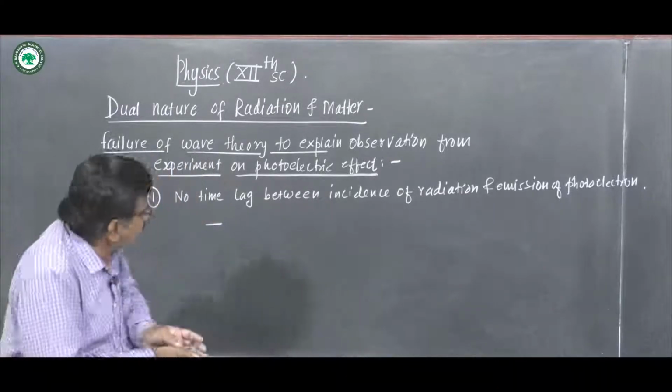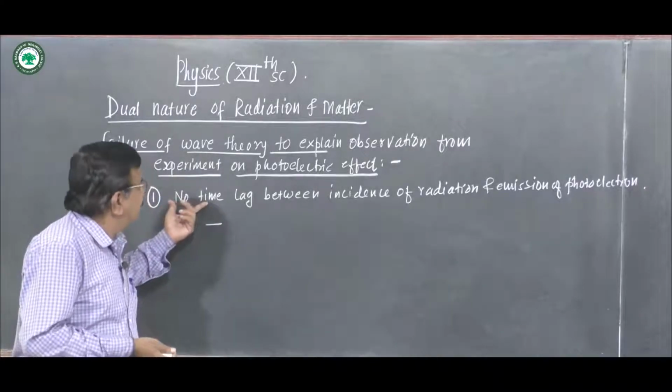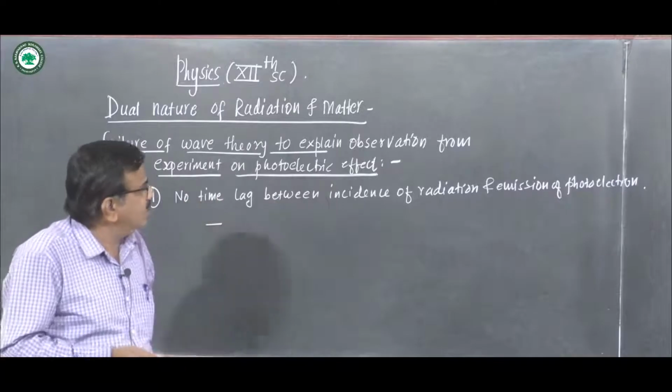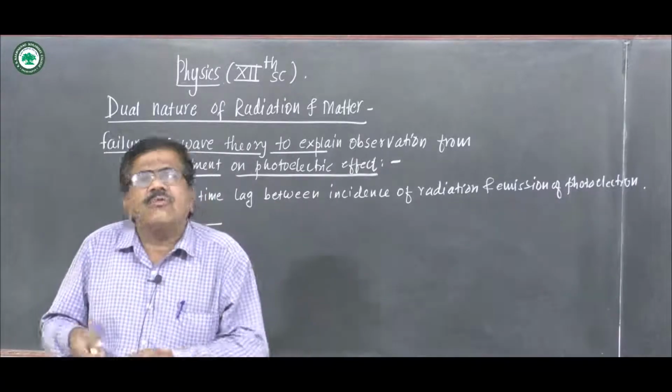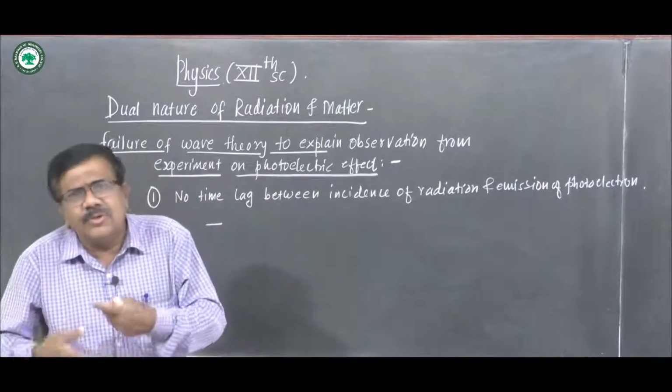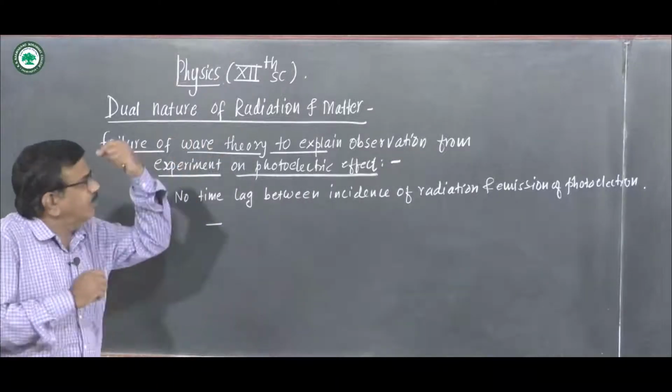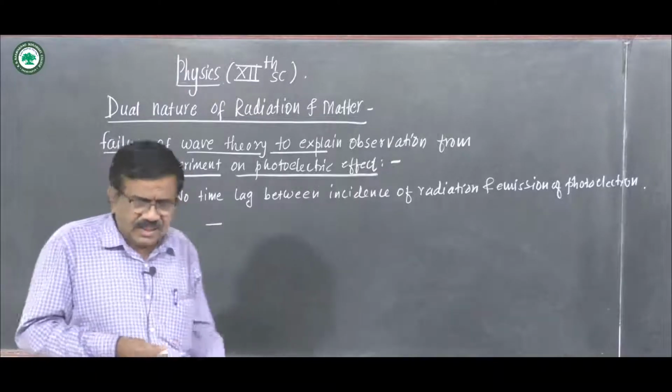It means, according to wave theory, this concept is not explained. That is, there is no time lag between the incidence of radiation and emission of photoelectrons, but according to wave theory, it needs some time. So this is the failure of the wave theory to explain this observation.